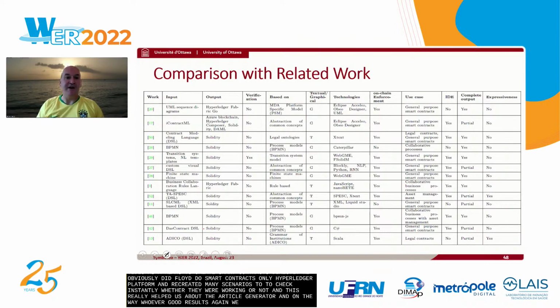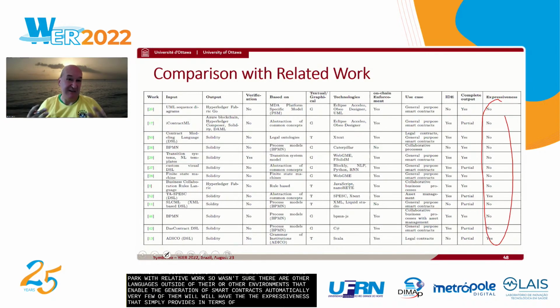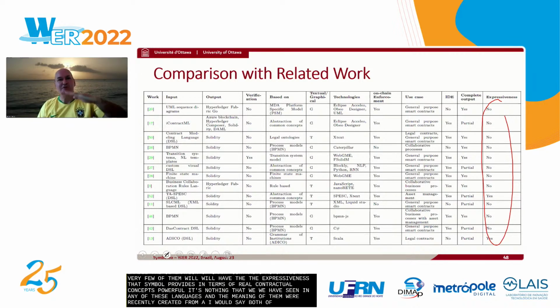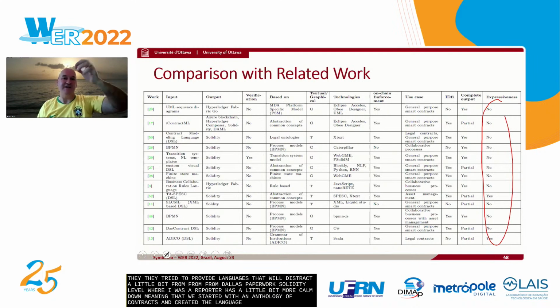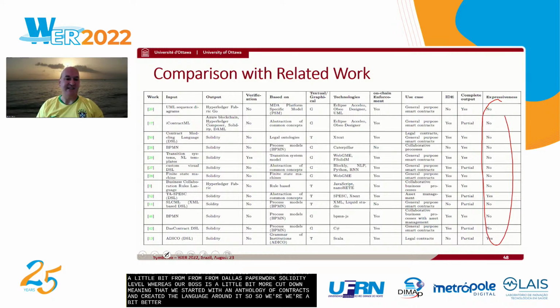Again, we compared this part with related work. So essentially, there are other languages out there or other environments that enable the generation of smart contracts automatically. Very few of them will have the expressiveness that Symboleo provides in terms of real contractual concepts. Power, for example, is nothing that we have seen in any of these languages. And many of them were essentially created from, I would say, a bottom-up approach. So they try to provide languages that would abstract a little bit from JavaScript or Solidity and generate code at that level. Whereas our approach is a little bit more top-down, meaning that we started with an ontology of contracts and created a language around it. So we're a bit better in that sense than those things here.